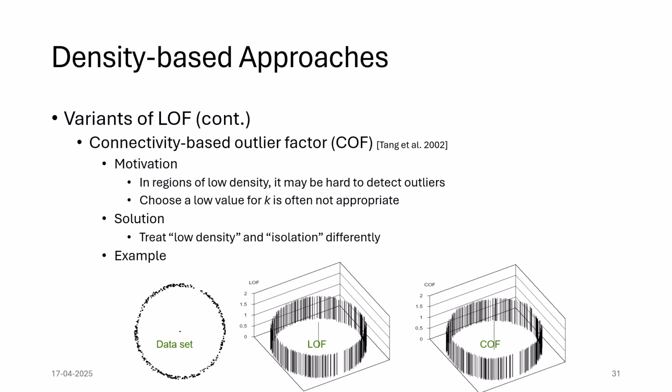Connectivity-based outlier factors. The motivation is that in regions of low density, it may be hard to detect the outliers. Choosing a low value for k is often not appropriate. The solution is to treat low density and isolation differently.